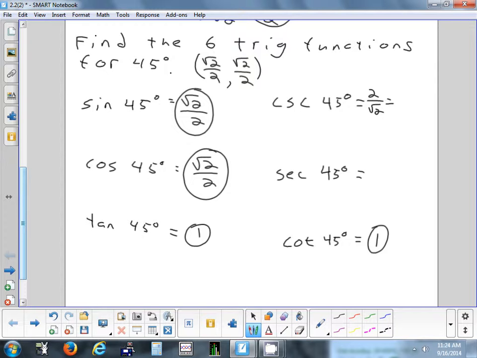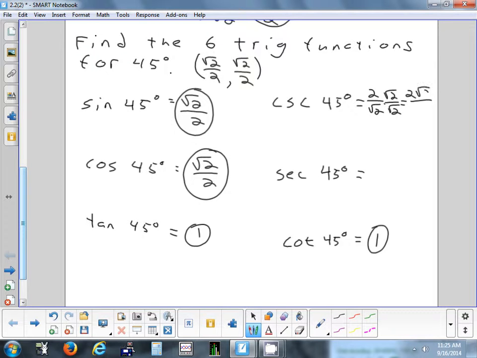Well, when you have to do 2 over square root 2, you multiply top and bottom by square root 2. So yeah, we can do that. Okay, and that would give me, what would I get in the top? On the top, you would get 2 times the square root of 2.